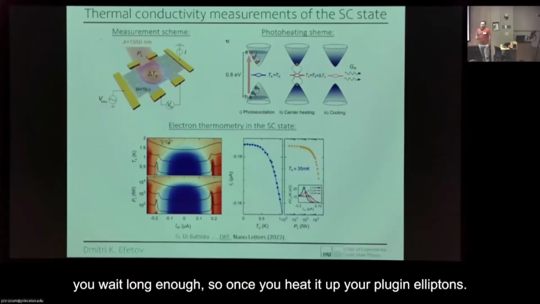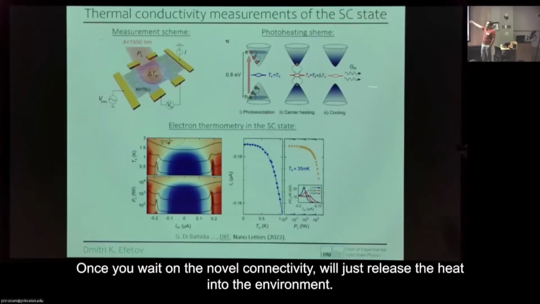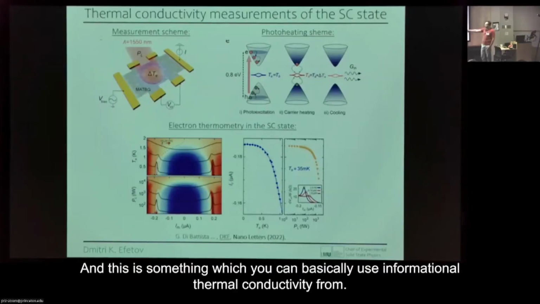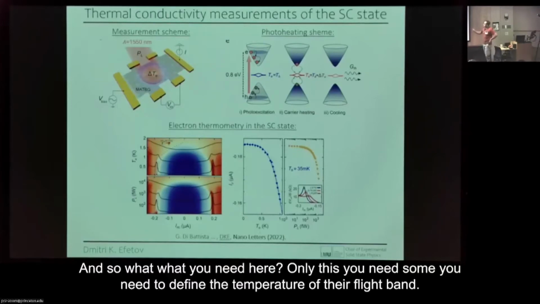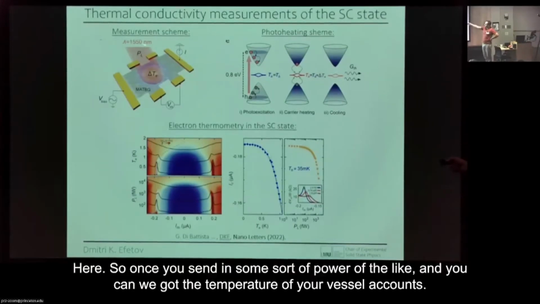And what it means is, once you have heated up your flat band electrons, if you wait long enough, thermal conductivity will just release the heat into the environment. And this is something from which you can deduce information about thermal conductivity. So what you need here is to define the temperature of the flat band. Once you send in some power of the light and you can read out the temperature of your graphene electrons, then you can do this experiment.